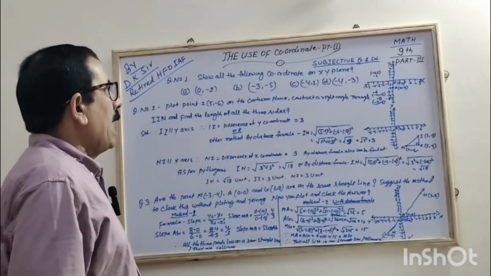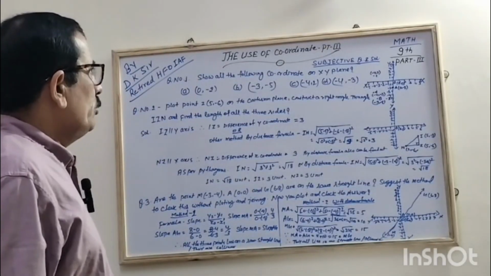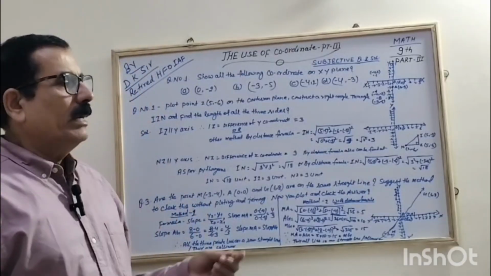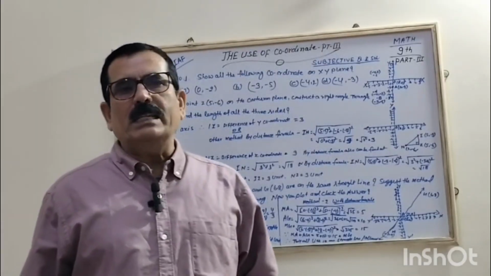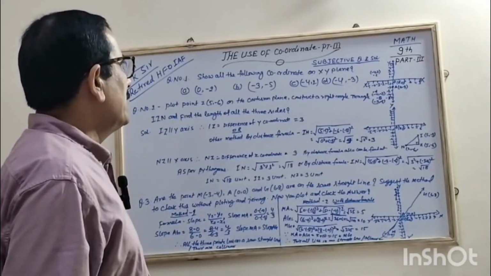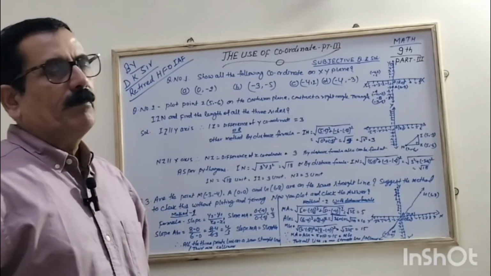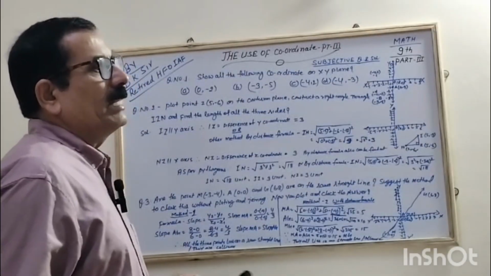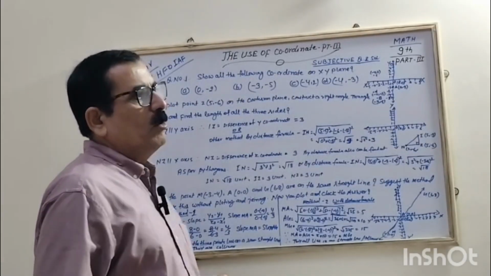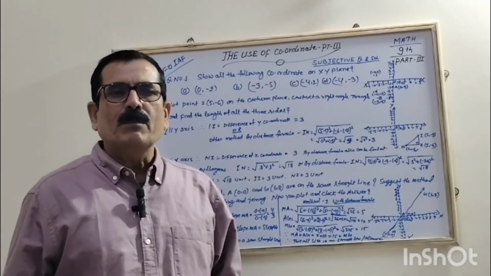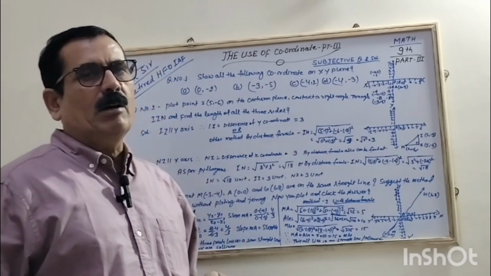Today I have come with the use of the coordinate, the math, part 3. Understood? The objective questions we have already seen in the previous slides. Now we will see the subjective. I can assure you, if you do all 7 questions I will explain, almost all the portion which is likely to come in the exam is covered, correct?